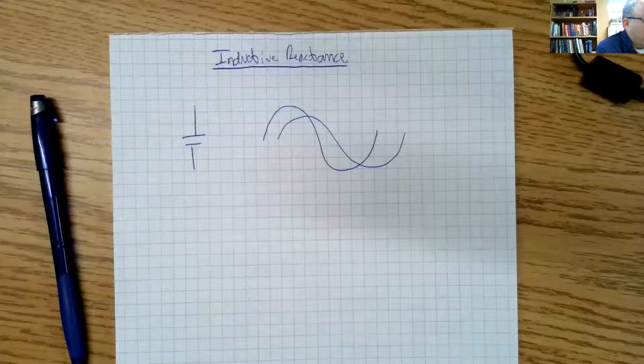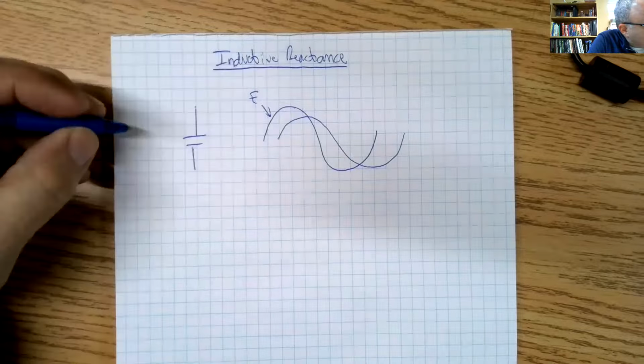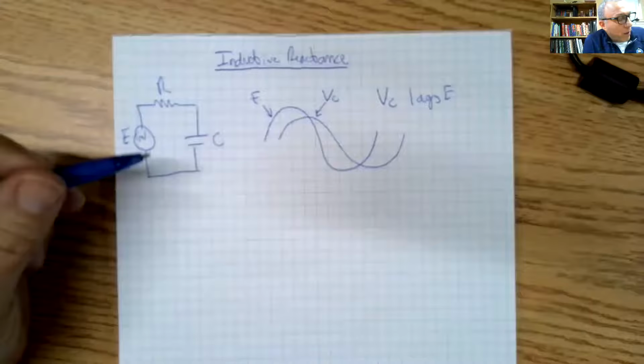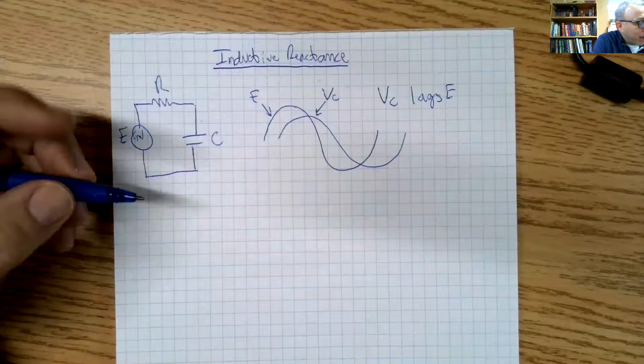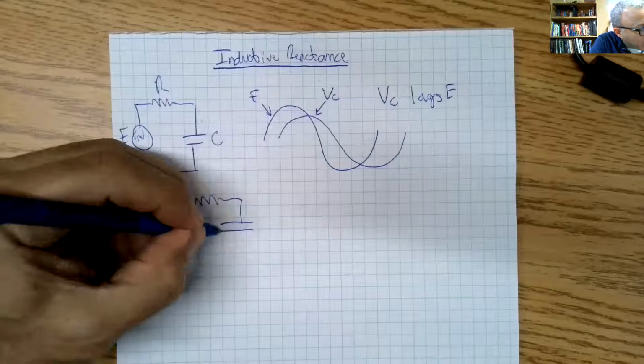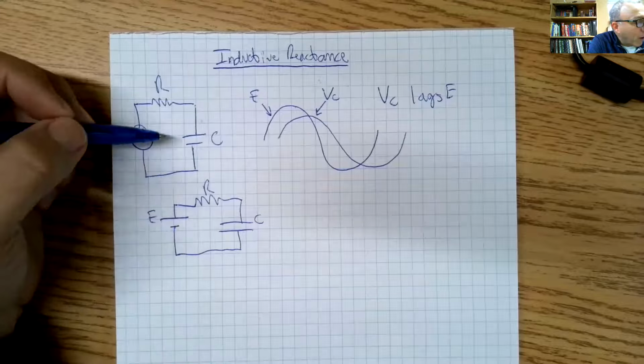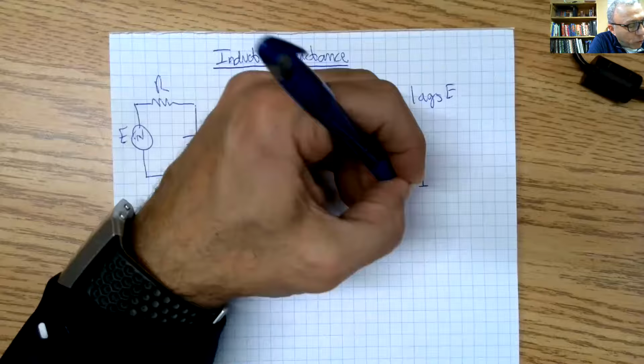So, and if you remember, this is E. So if we were to complete our little circuit here, we have C, R, E. We have E, and this is VC. And VC lags E. Okay, so we remember doing that. But this is never allowed to get to a steady state. And if you remember, in a DC circuit, the capacitor would eventually charge to the applied voltage, and effectively the current would stop in the circuit. Okay, so we had our capacitive reactance, and that was calculated by 1 over 2 pi FC.